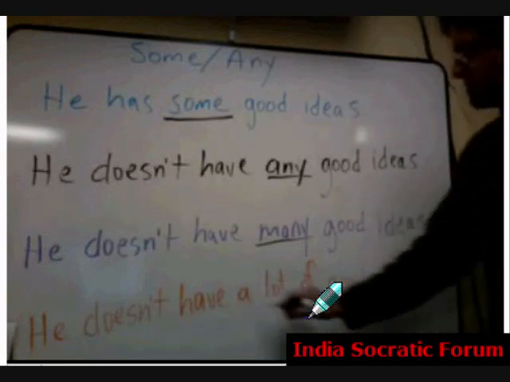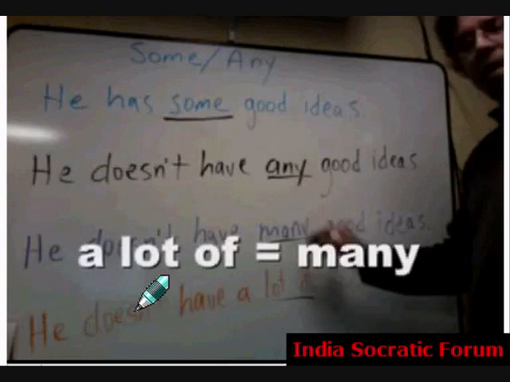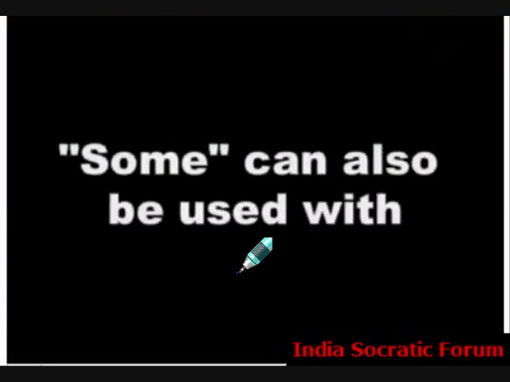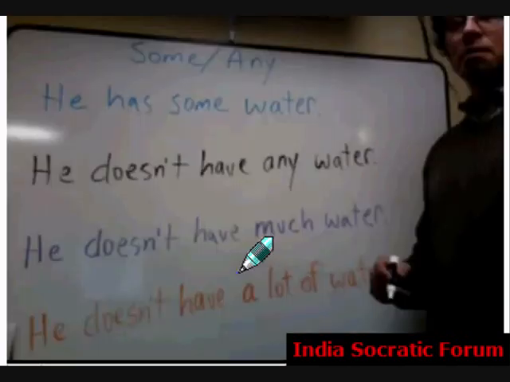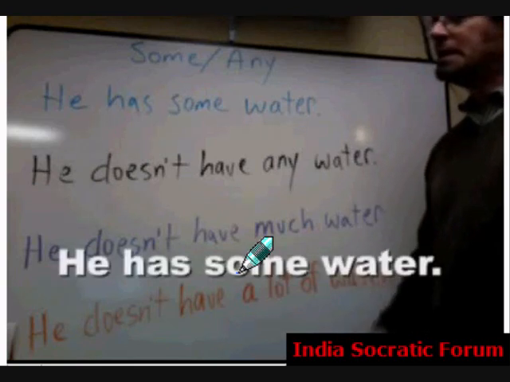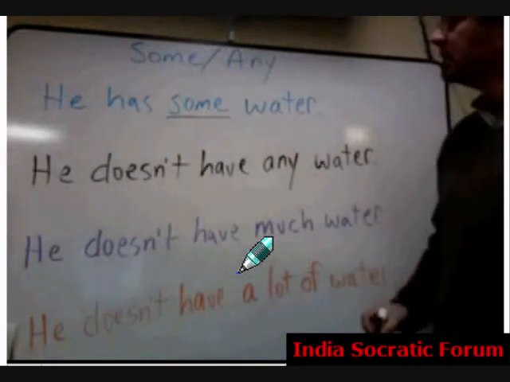It's ideas in an unknown quantity, right? So, a lot of ideas. Okay, a lot of is equivalent to many. Some can also be used for non-count nouns. Water is a non-count noun. So, he has some water. Here is an example: he has some water.